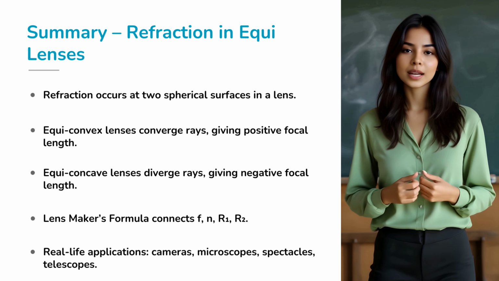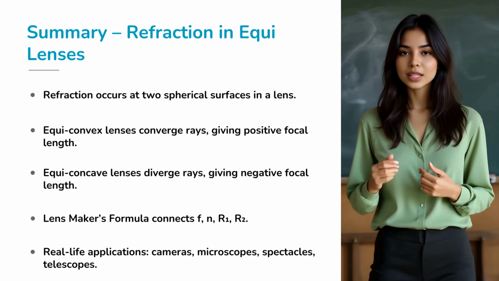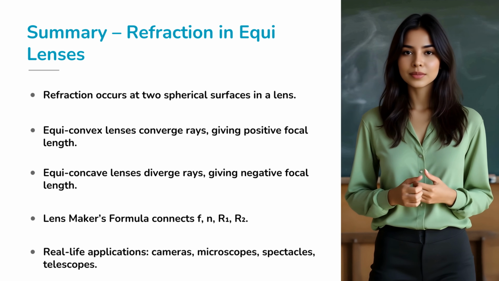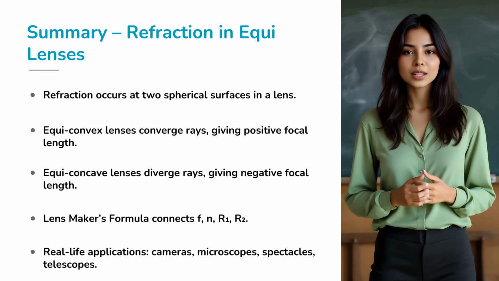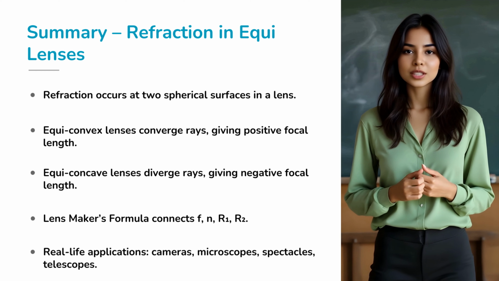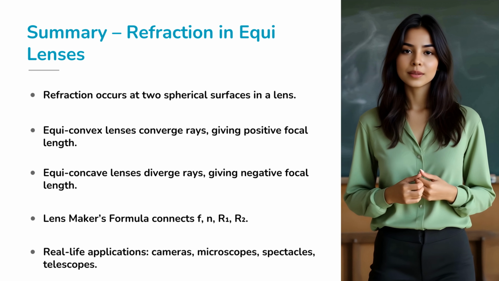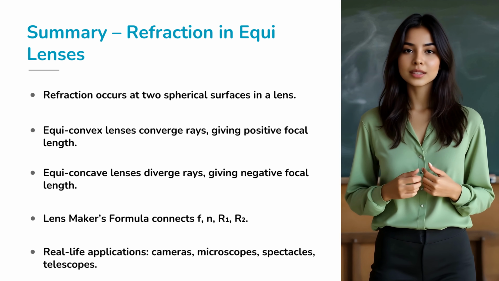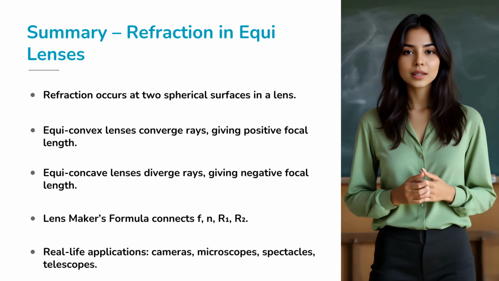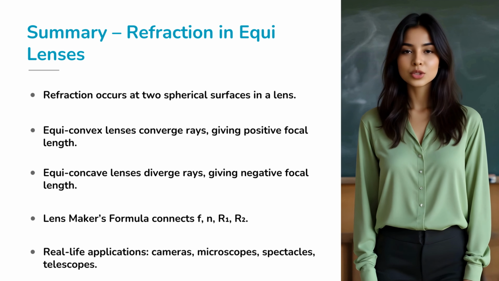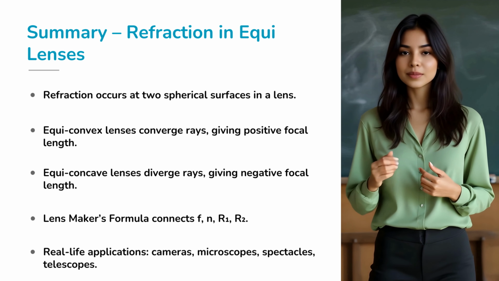On the other hand, in an equiconcave lens, rays diverge. They spread out as if they're running away from a focus on the same side. This gives a negative focal length. And that's why concave lenses are perfect for spectacles correcting short-sightedness. Without them, reading the board in class would be a nightmare. Now, we can't forget the lens maker's formula, which connects focal length f, refractive index n, and the radii of curvature R1 and R2. It's the blueprint for making lenses with exactly the power we need.